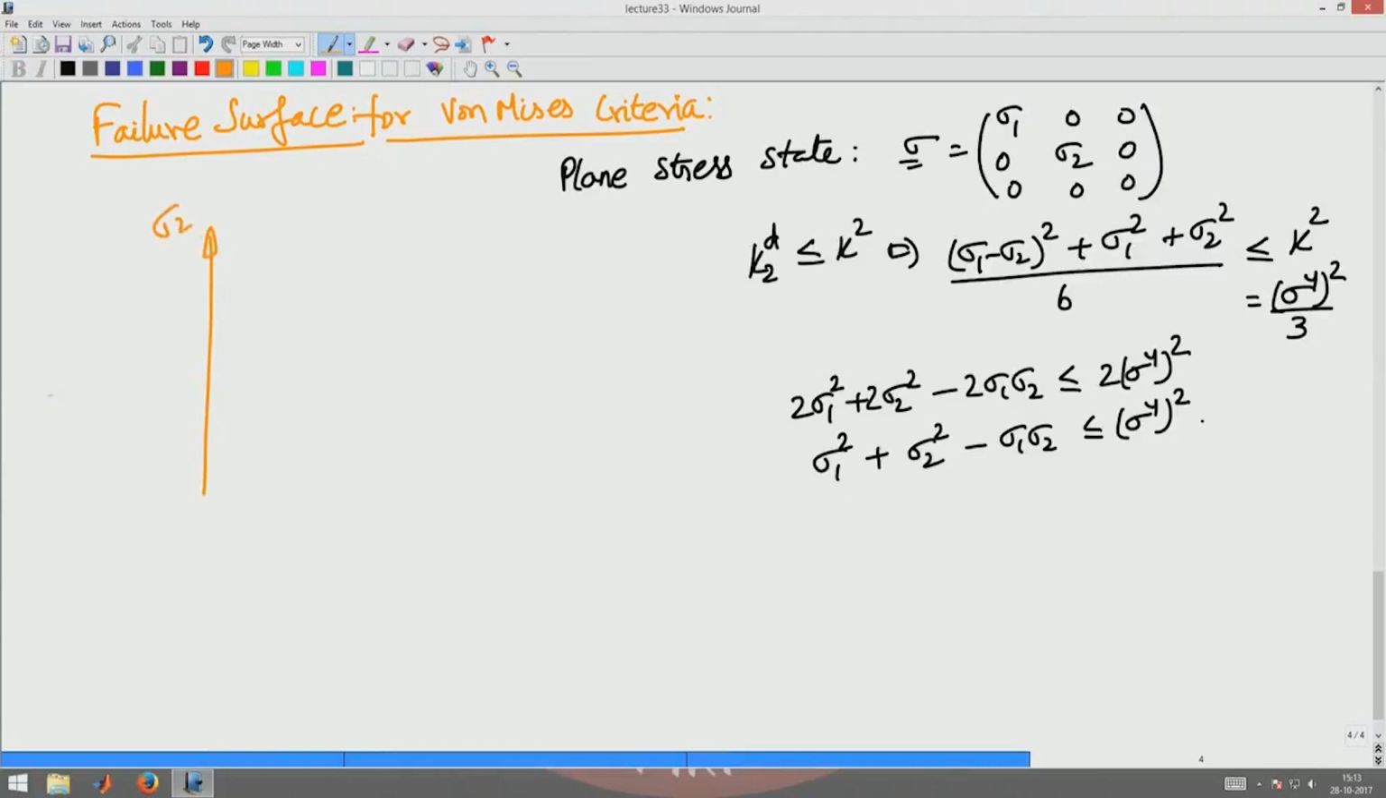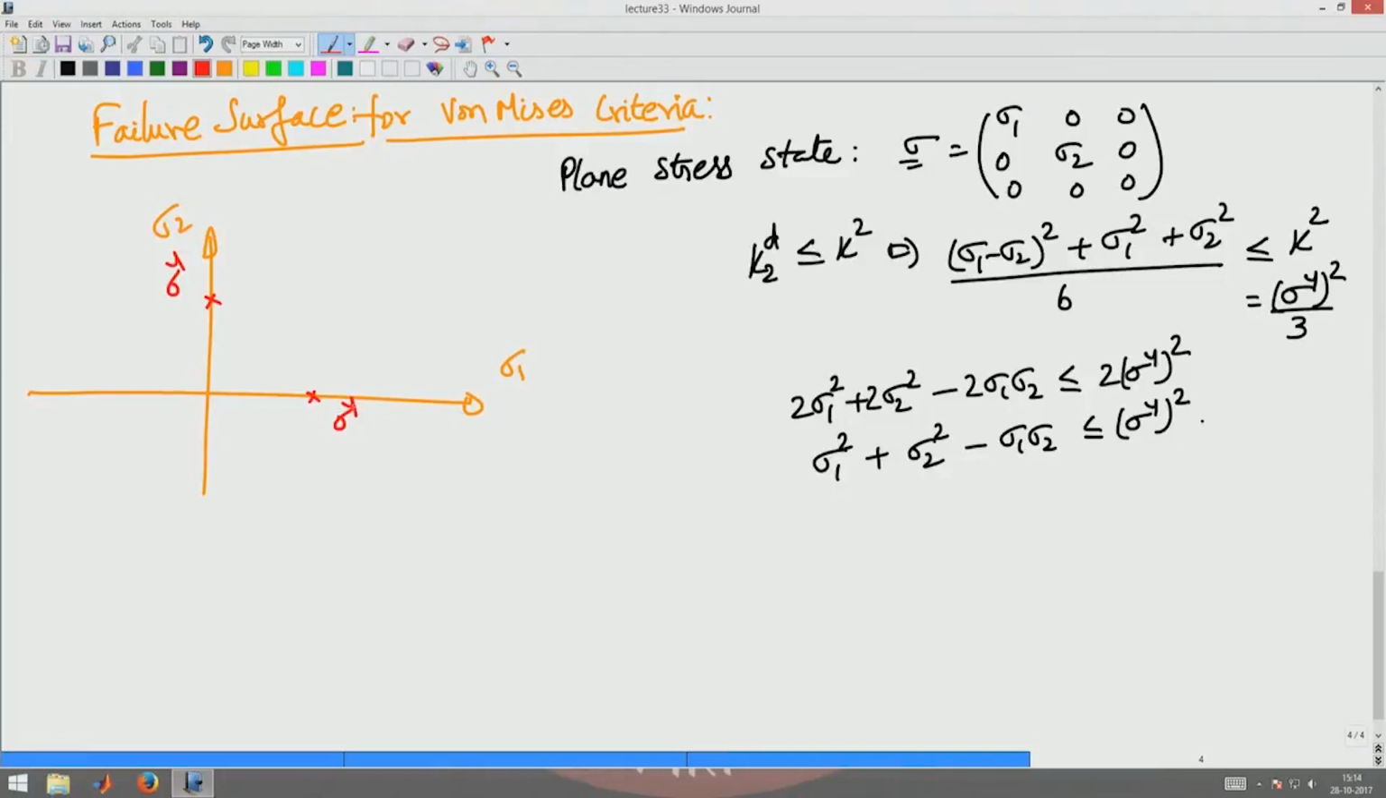Let us say this is the sigma 2 axis, and this is the sigma 1 axis. I know that when sigma 2 is 0, sigma 1 would be sigma y, and when sigma 1 is 0, sigma 2 would be sigma y. These are the uniaxial state of stress points. I know this point and I know this point, this should be sigma y and this should be sigma y.